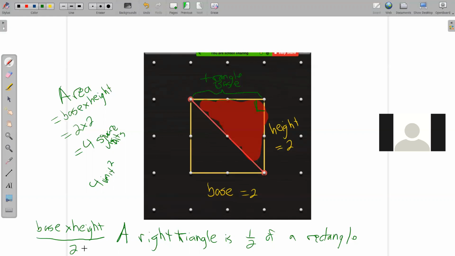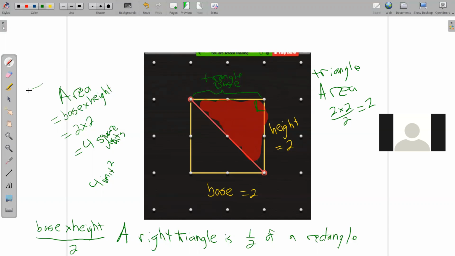And so I can get half by either dividing by 2 or multiplying by a half. You choose. You get the same answer either way. So this triangle right here, I could say has a triangle area of, let's see, what would that be? 2 times 2 divided by 2, which is 2. That's a lot of 2s. That's cool. So this has an area of 2.